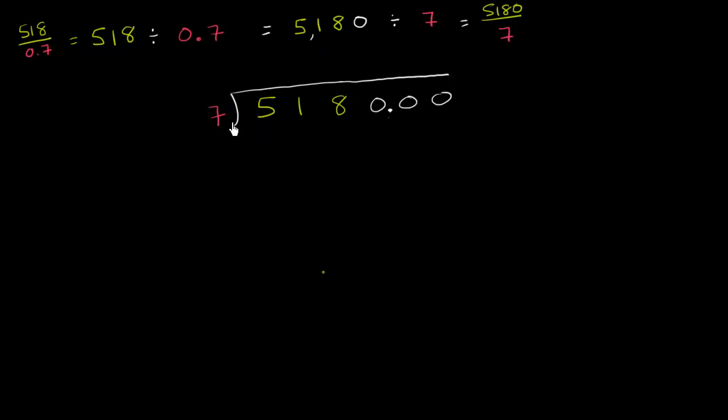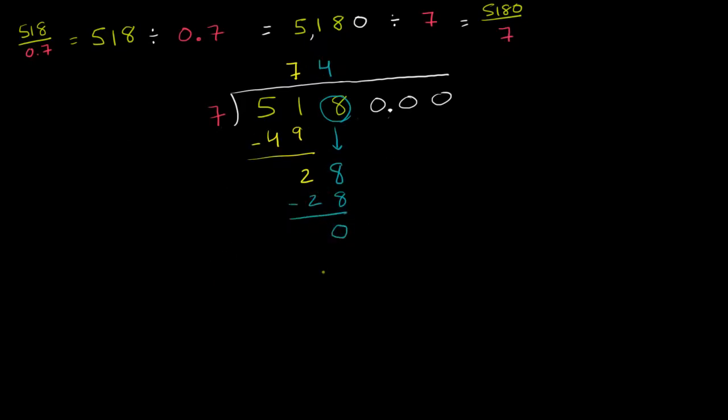How many times does 7 go into 5? Well, it goes 0 times. Actually, let's just cut to the chase. 7 doesn't go into 5. It does go into 51. 7 times 7 is 49, so it goes 7 times. Subtract. 51 minus 49 is 2. And now we can bring down this 8. 7 goes into 28 4 times. 4 times 7 is 28. Subtract. You get a 0.